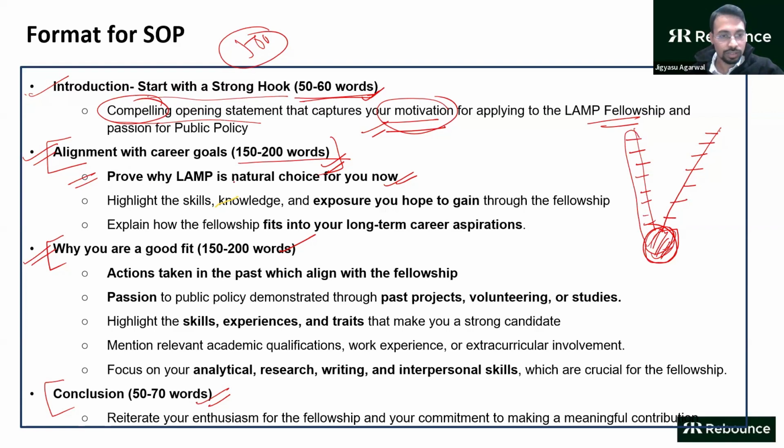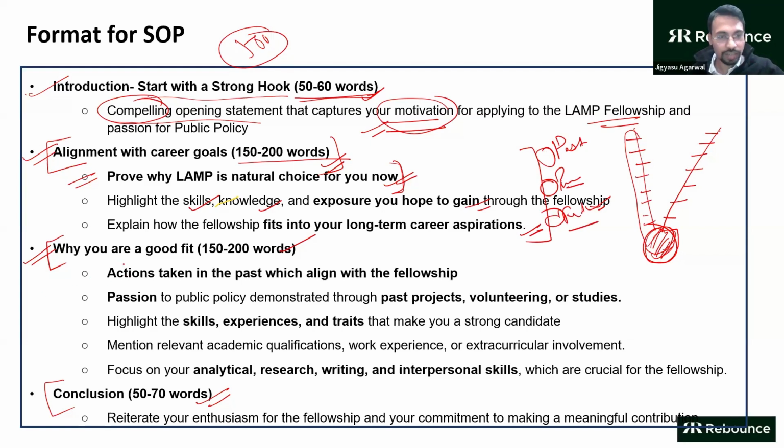Here you can talk about, number one, let's say, why it fits well, so your journey so far. Then when you do the LAMP fellowship, what you will gain out of it. So highlight the skills, the knowledge and exposure you hope to gain through the fellowship. Also the exposure in terms of the possibility to create impact out of this fellowship. So basically your past till now, how it aligns with that. Present how that will be useful for your future, and then explain how the fellowship fits well into your long-term career aspiration. So break it down into 3 parts, 50 words each maybe. Past, present, fellowship, and future. So this should be your strategy.